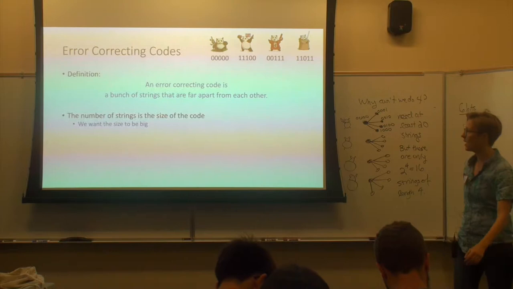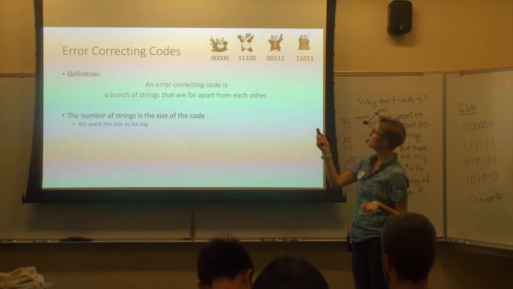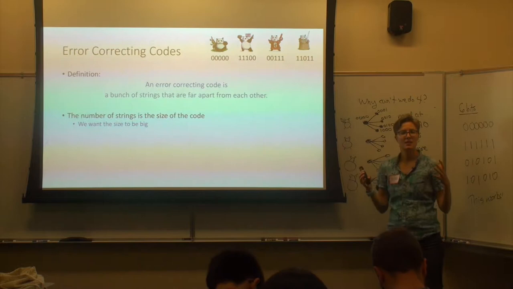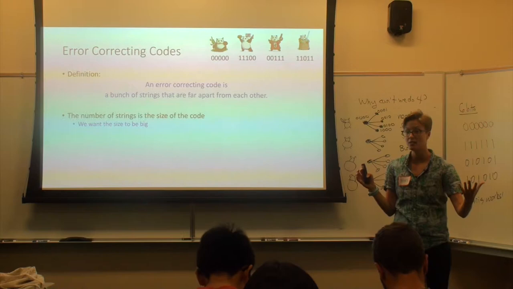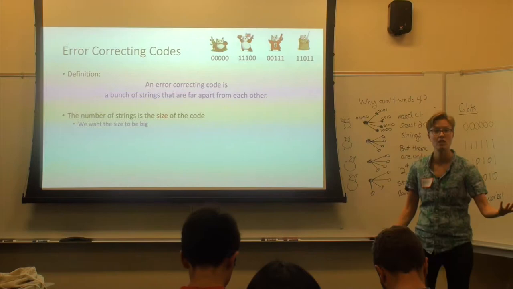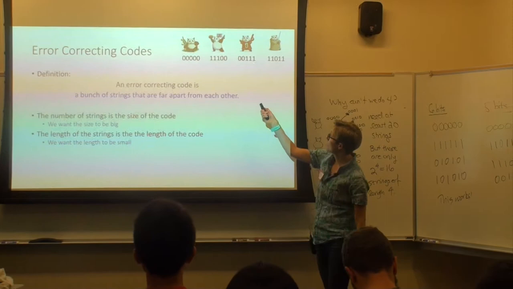And the number of strings in this set we call the size of the code. So we'd say this code has size 4. There are 4 strings in it. And we want the size to be big. The size corresponds to the number of messages that Alice might possibly be able to send. So if Alice can send more messages, that's a more expressive conversation that she and Bob can have. Okay, so we want the code to be as big as possible. The length of these strings is called the length of the code. Make sense?